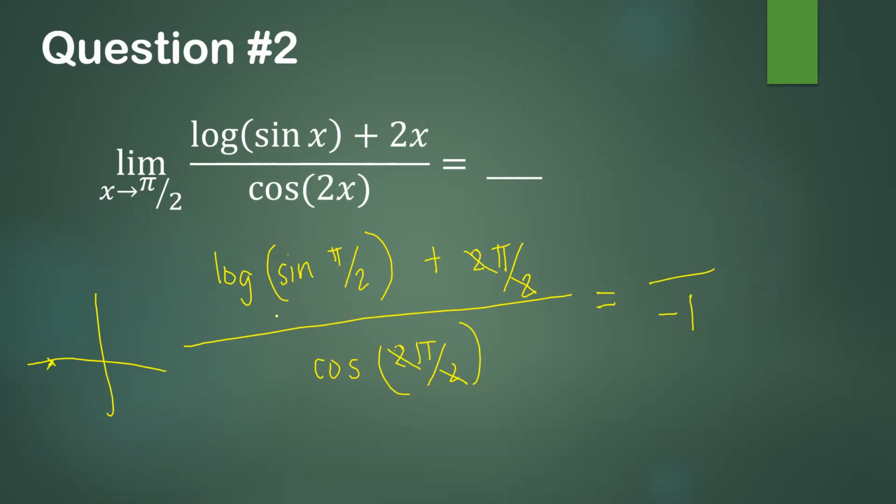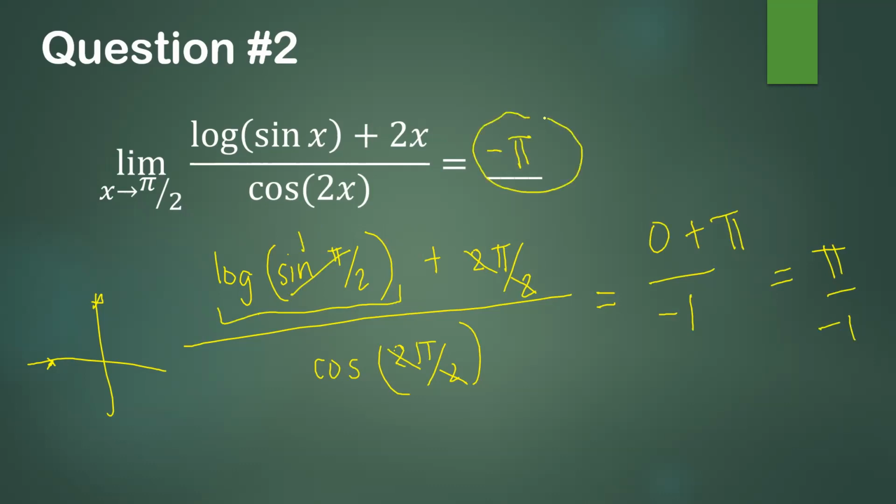Then sine of pi over 2 will be equal to 1. Log of 1, understood base is 10, so that means we have 0 here. This log term will be 0. Then what's left is pi. So 0 plus pi is pi. We have pi over negative 1. Therefore, the answer is negative pi. Okay, I hope you got that one correctly. Let's have question number 3.